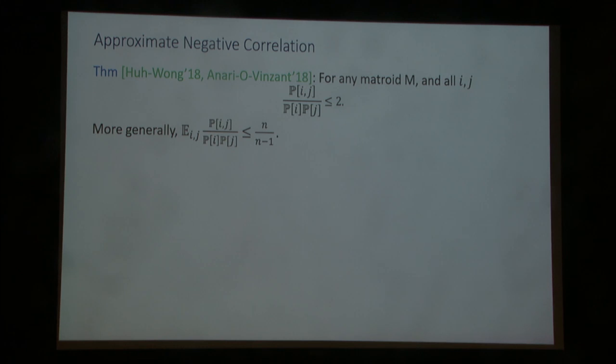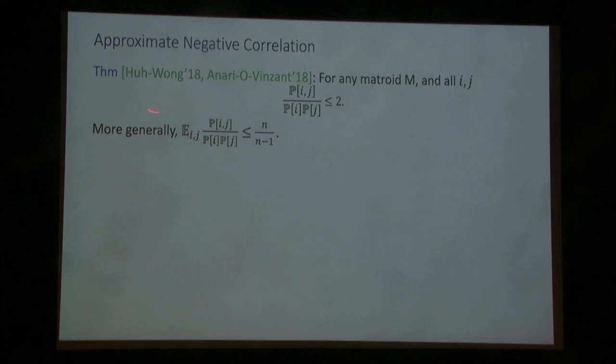Now let me tell you a simple application of this log concavity. You can use log concavity to prove approximate negative correlation. I said that matroids are not negatively correlated, but they're approximately negatively correlated.